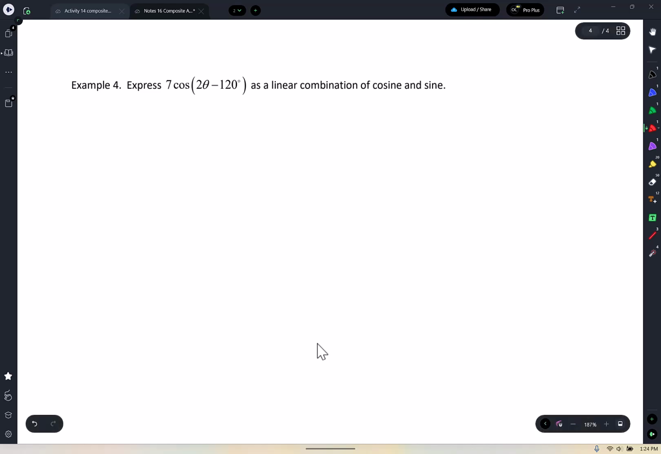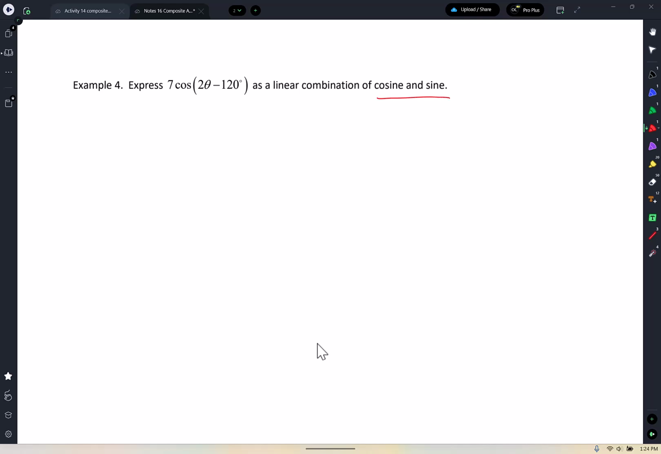All right. It says express 7 cosine of 2 theta minus 120 degrees as a linear combination of cosine and sine. So that means they want to see it like this. A cosine theta plus B sine theta. This is what they want. Sorry that my handwriting is so bad.